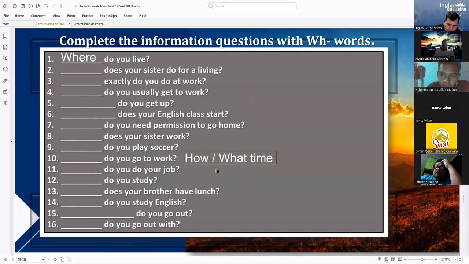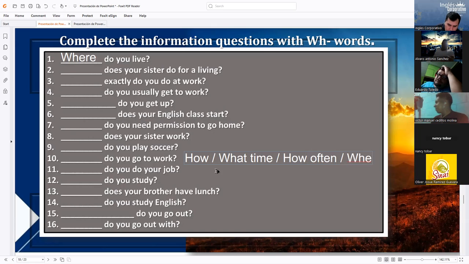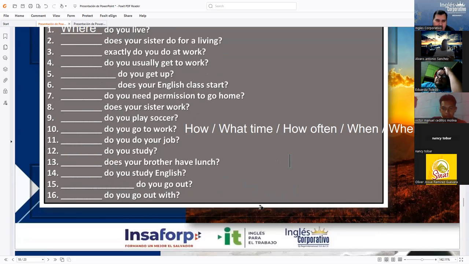What time do you go to work? How often do you go to work? You can use when, or you can use where. Many possibilities. Where do you go to work? How do you get to work? What time do you get to work? How often do you get to work? When do you get to work? So you have to put the different possibilities in this one.